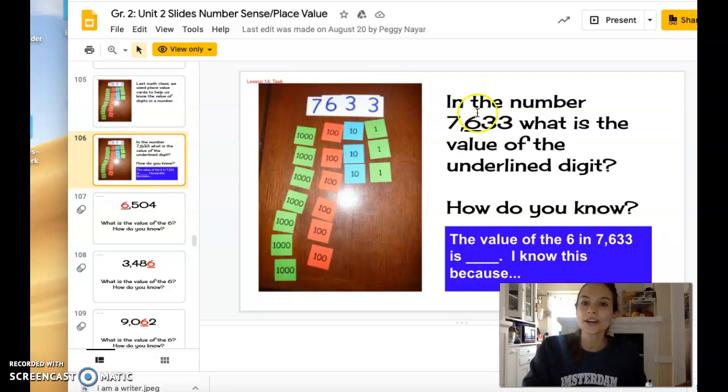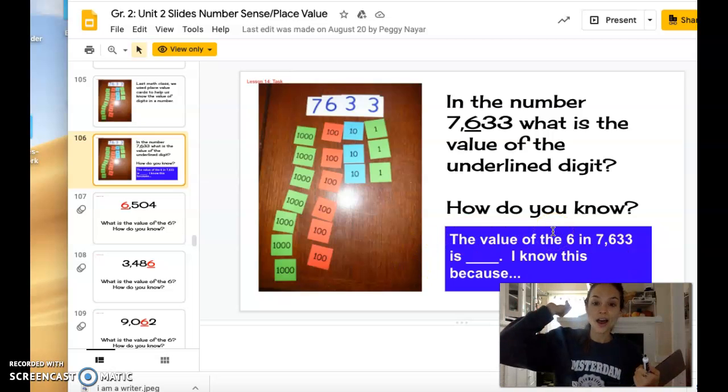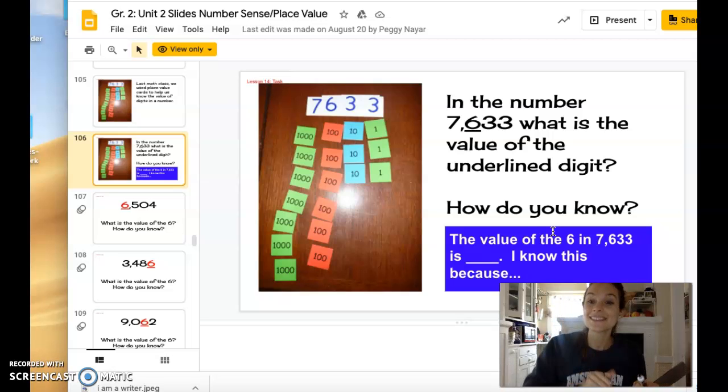So if you look here in the number 7,633, what is the value of this underlined digit? And how do you know? The value of the 6 in 7,633 is 600. I know this because the 6 is in the hundreds place.